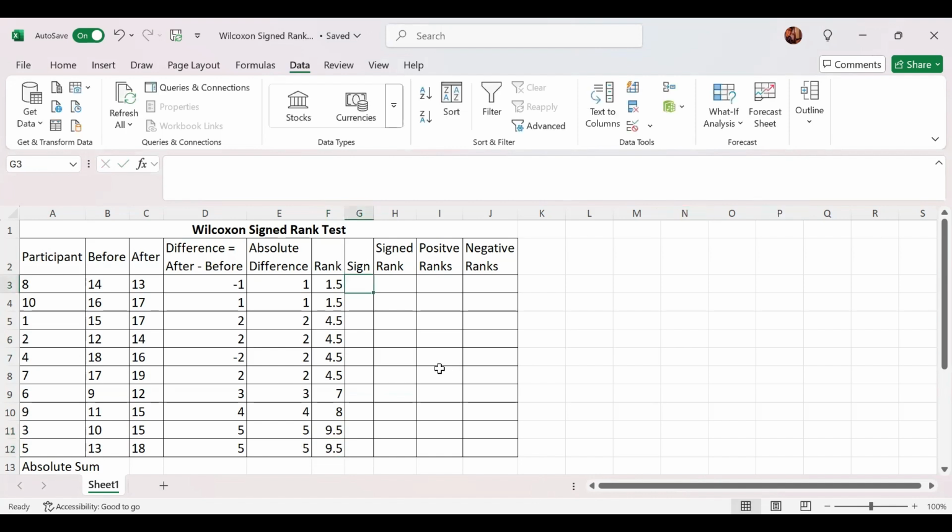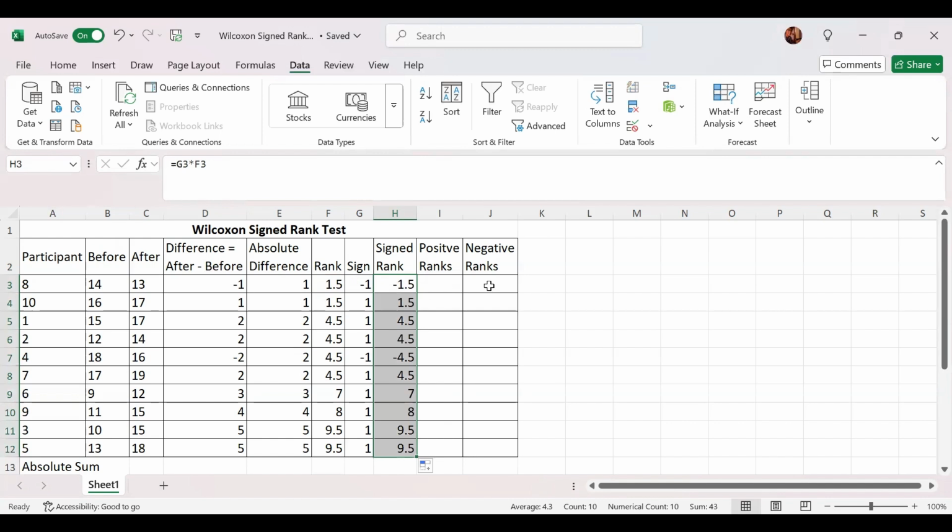Now the sign. So here, sign of this difference. So wherever it is negative sign, you will get -1. Wherever it is positive sign, you will get +1. Let us drag this. Now signed rank means rank multiplied by the sign. So this into this. Now drag that.